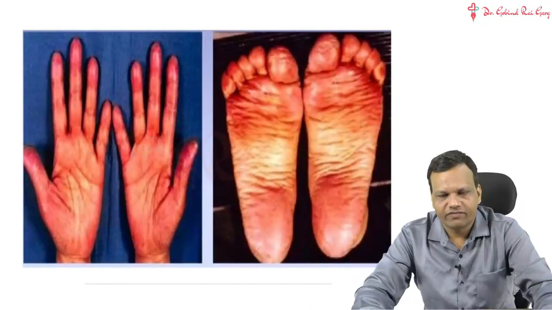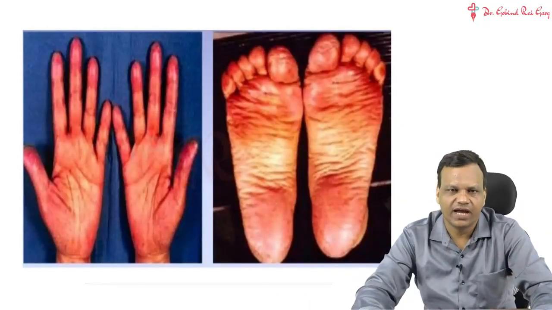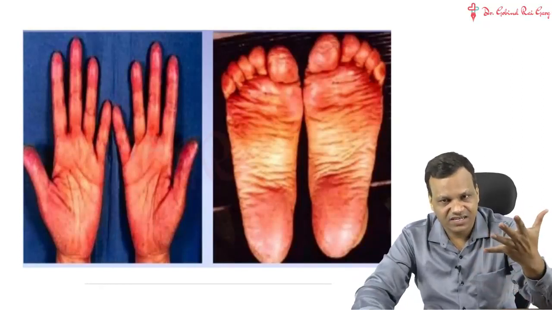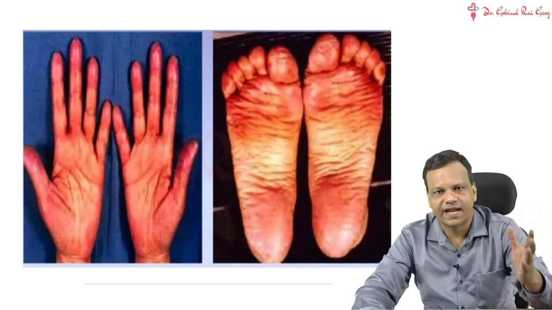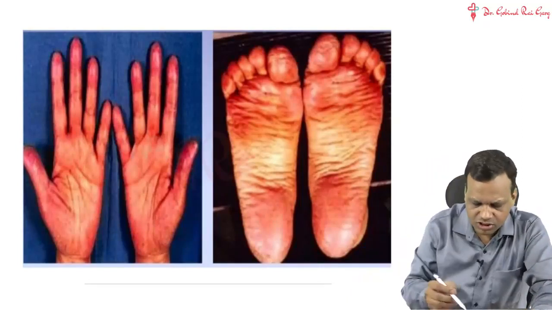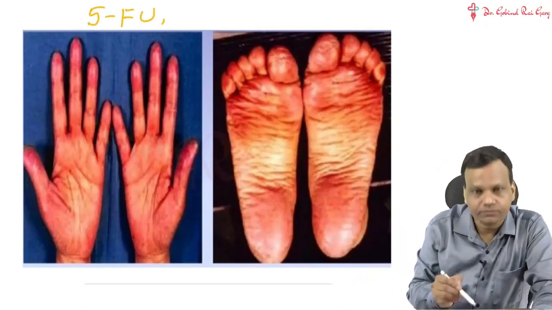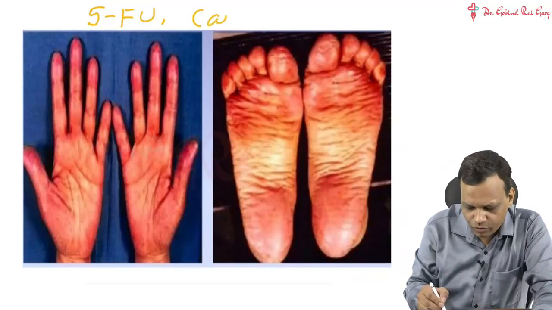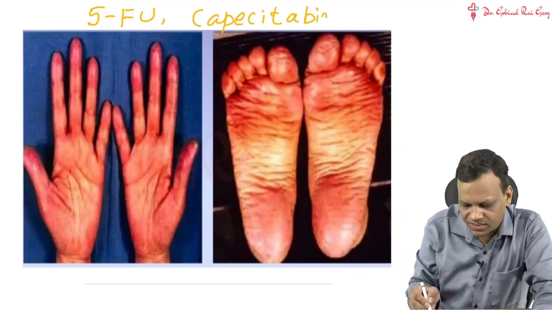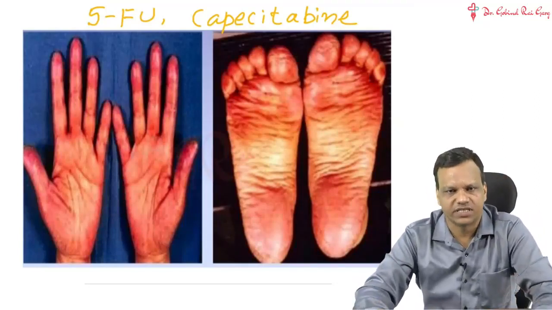Okay. Now can you identify this image? Yes, this is a very clear-cut image of hand and foot syndrome. You can find the redness and swelling of hand and feet. This is hand and foot syndrome caused by which drugs? Yes, it is caused by anti-cancer drugs like 5-fluorouracil and the prodrug of 5-fluorouracil, which is capecitabine. So 5-fluorouracil and capecitabine, they can cause hand and foot syndrome.